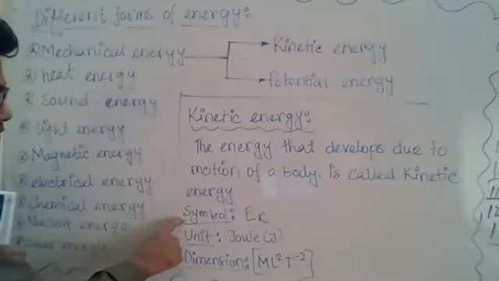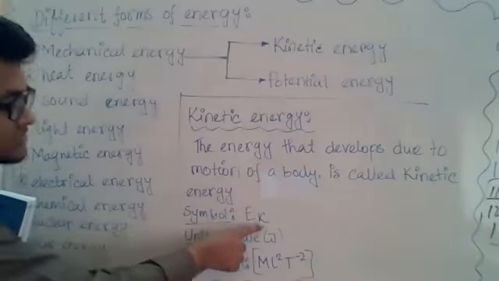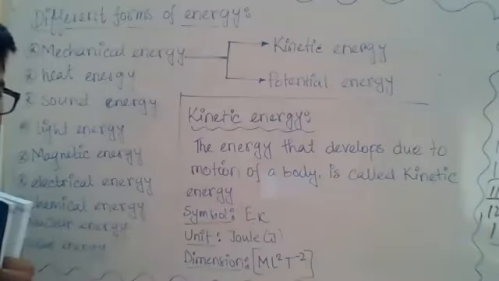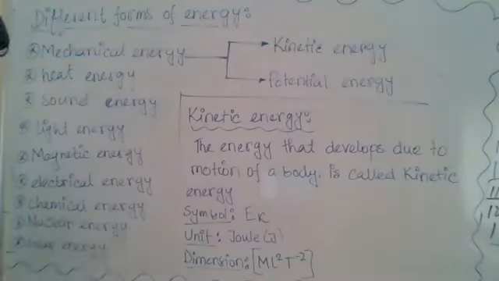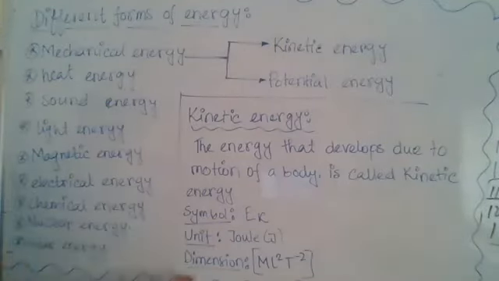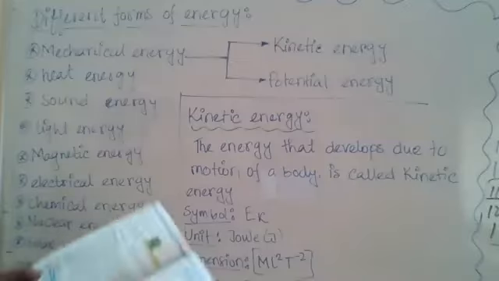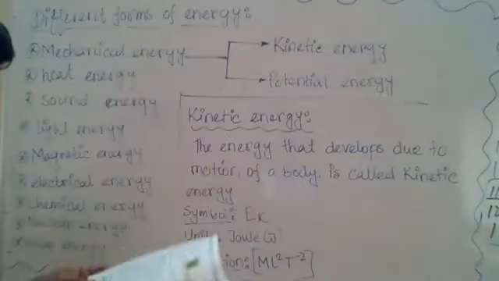And we express this as Ek. E we express for energy and K for kinetic, so Ek, with K in subscript. As it is an energy, the unit will be joule and the dimension will be the dimension of energy. So let us go through the paragraph, so that we can get a clearer idea. This kinetic energy paragraph.